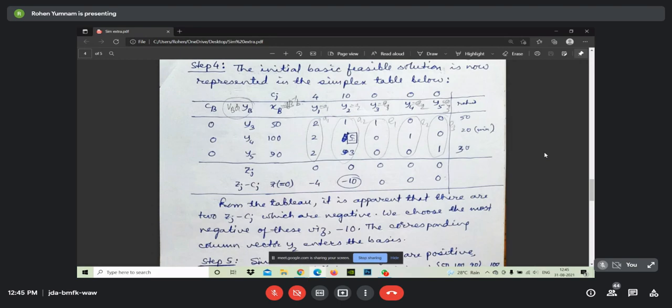5 will change to 1. This 1 will change to 0. This 3 will change to 0. And by modifying in that way, this type of table will come as the next table here. Making 5 to 1, you can do easily. Divide the whole row by 5. Then it will become 1. It will be 2 by 5. It will be 100 by 5, which means 20. It will be 0. It will be 1 by 5. It will be 0. And this also will make 0.